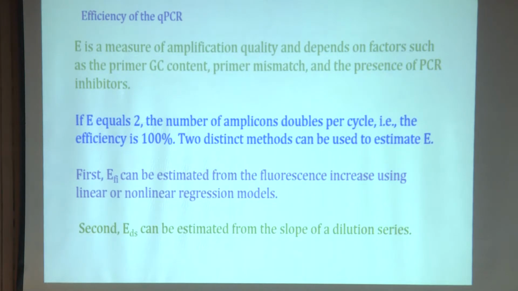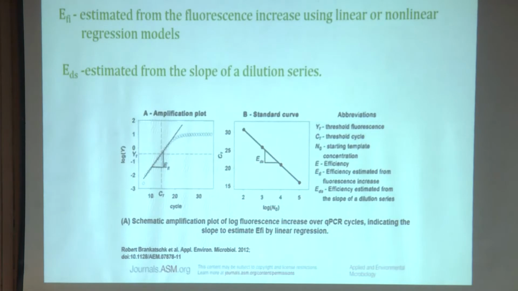Okay. So, there are two ways of looking at the efficiency. Efficiency could be calculated using the increase in fluorescence, that is efficiency Fi, or you can also prepare a dilution series and then calculate the efficiency. That is EDS. So, there are two ways. I want you to read this paper by Brackenstock in Applied and Environmental Microbiology, published in 2012. He has shown us how to calculate the efficiency by two different methods.